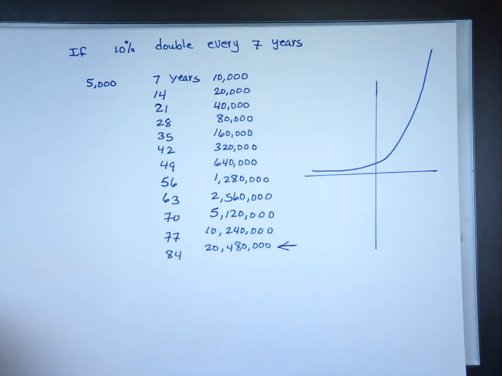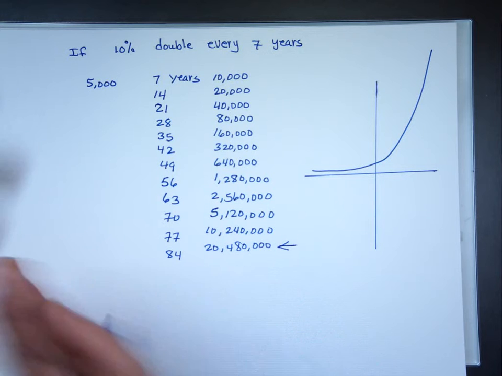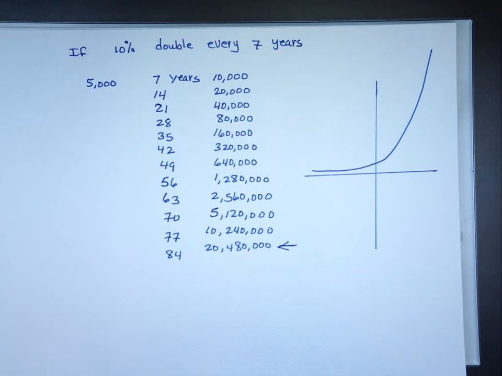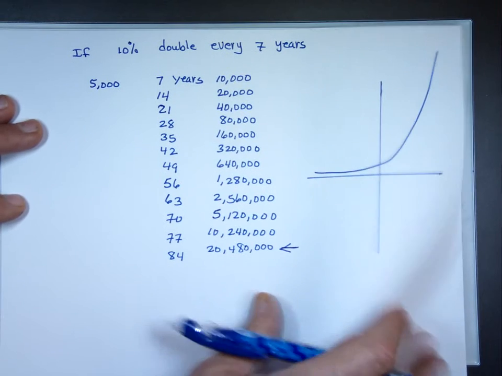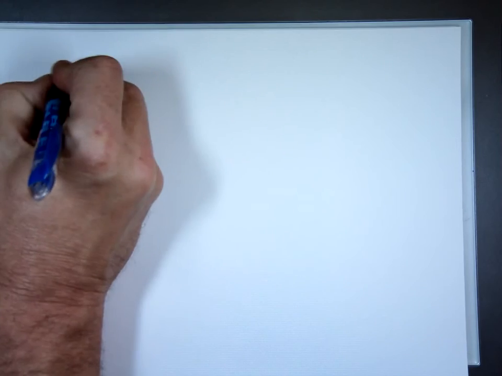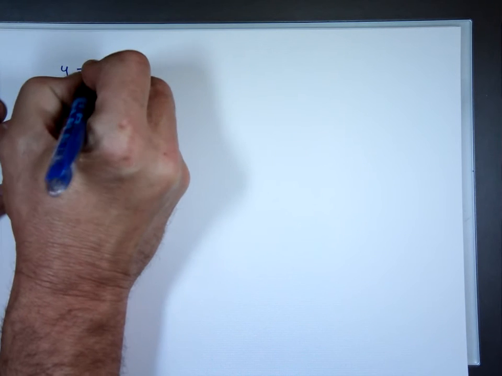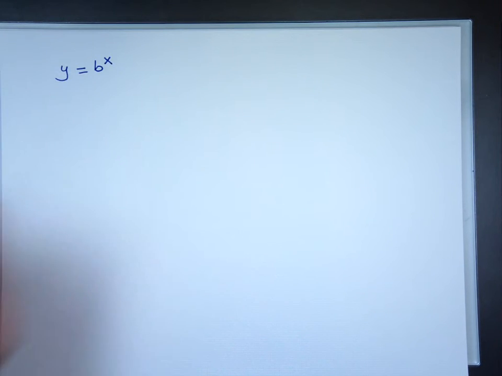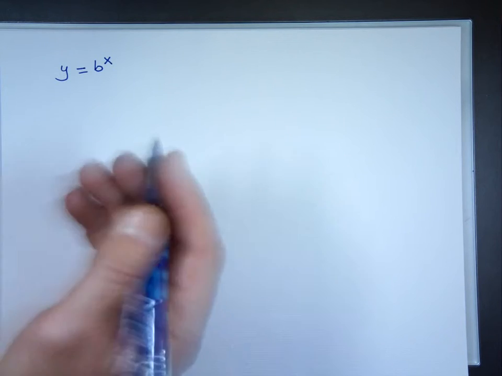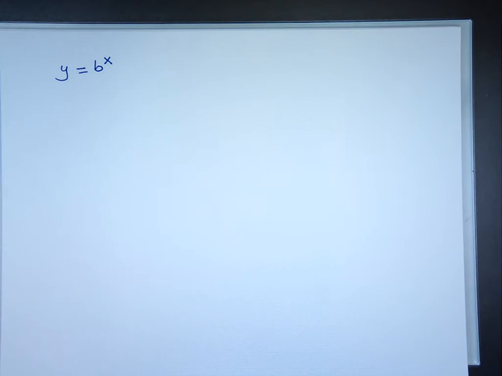So that's how the exponential functions work. So let's look at some of them mathematically. What is the equation for them? The equation for exponential functions normally will look like this: y equals b to the x. B is the base, that's why we use the letter b. X is the exponent.